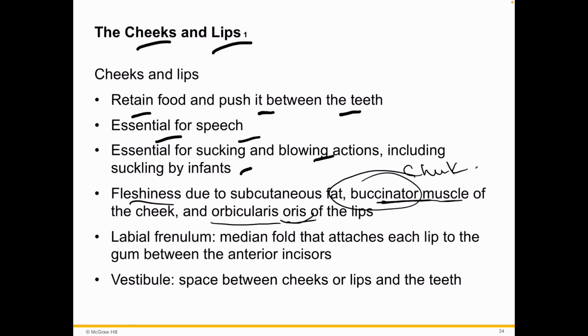So like orbit, right? So think of like the orbit of the mouth. It's kind of like a sphincter in a way, right? And then oral cavity, oris, opening. So this.